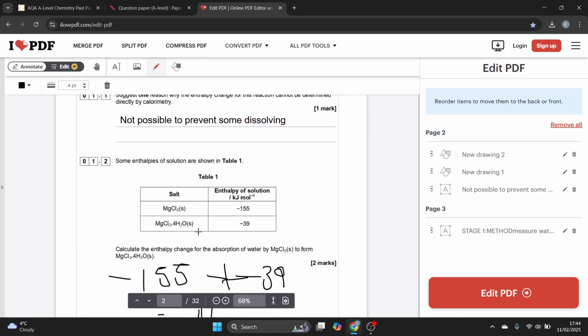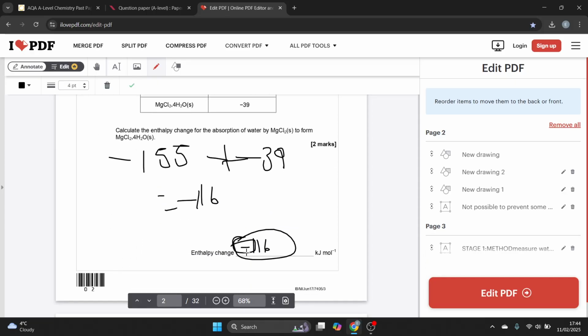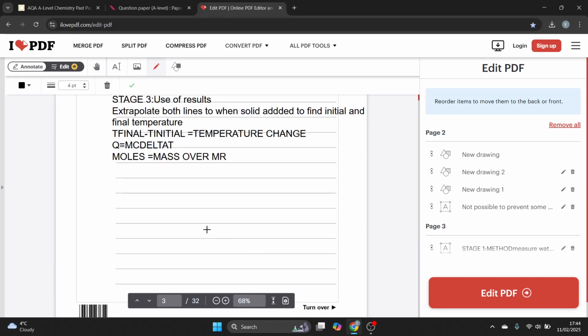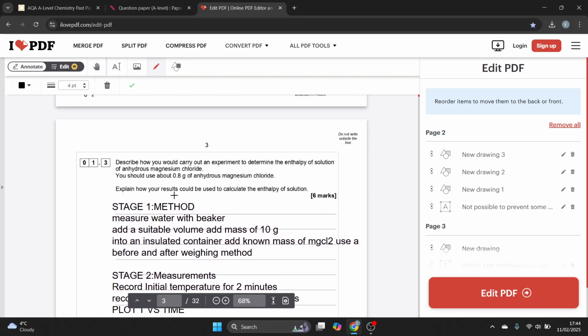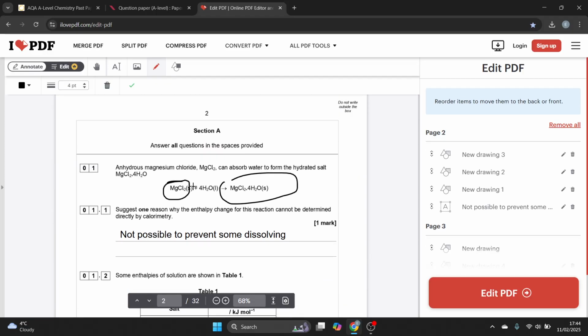because I know that the enthalpy change is negative, so I know the temperature increases, right? So delta H of solution is going to be minus Q divided by 8.39 times 10 to the power minus 3, and that's just moles. And how do I get the moles? It's just going to be 0.8 over the Mr, 95.3 of anhydrous magnesium chloride.